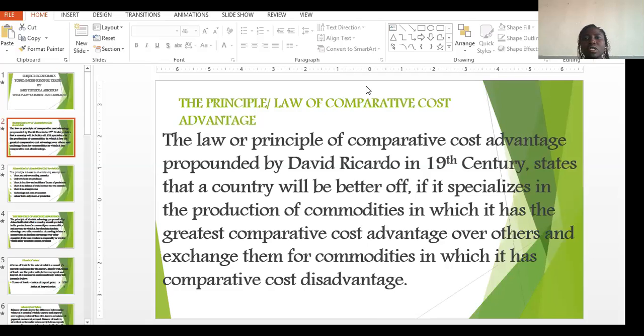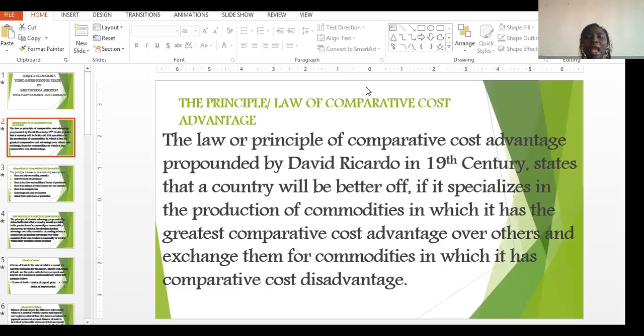Now, what David Ricardo is saying here is that if you are good at a particular commodity, you have an edge above others. What is going to cost you to produce that particular commodity will not be as much as what is going to cost other countries of the world, then specialize in it. And other ones that will cost you a lot to produce, leave those ones, don't bother yourself. So that while you are struggling with that one, you can put more of your strength, more resources, in where you have strength, and leave where you don't have strength.